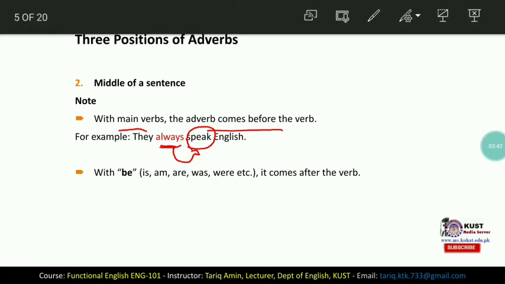Whereas with the be form of the verb, these are different be forms of the verb, such as is, am, are, was, were, etc. These are be forms of the verb, the verb to be. With be, the adverb comes after the verb. For example, "We are almost ready." "Are" is a be form of the verb, and we can see that the adverb "almost" is used after be.